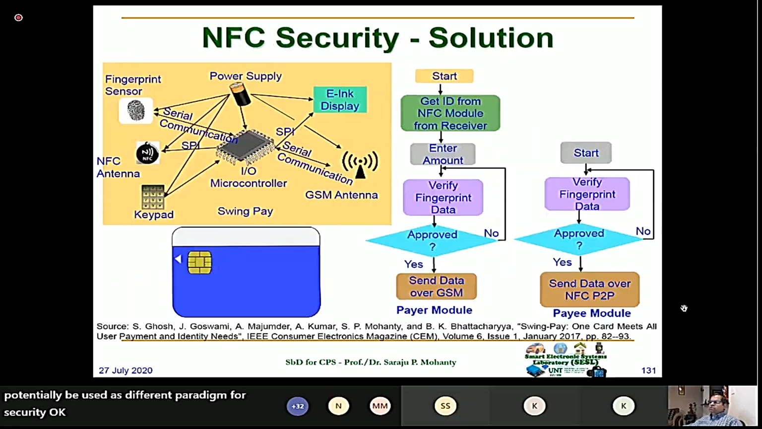With this idea, we worked on NFC security, near field communication, and we developed a new card. We call it SwingPay. In this card, we provided biometric security, which you can use like a credit card or identity card. We developed the protocol, the payer module and pay module, all these protocols, if we were using this as a credit card. So this is a foolproof security mechanism in a credit card kind of thing where biometrics is used. That's the idea here.